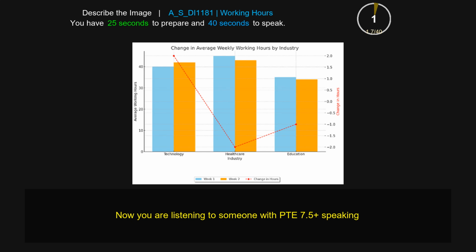The combined chart of bar chart and line chart is about change in average working hours by industry. We can tell that the technology industry has increased 2 hours, the healthcare industry has decreased 2 hours, and education has increased 2 hours. We can also tell that the average working hours of technology increased from 40 hours a week to 41 hours a week, and the healthcare industry decreased from 45 a week to 43 a week.